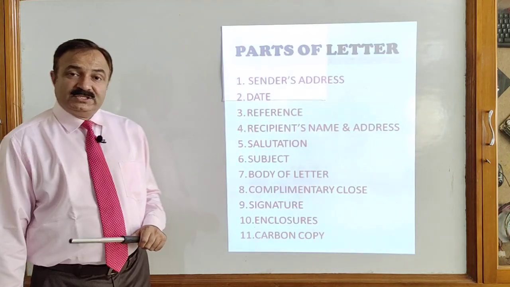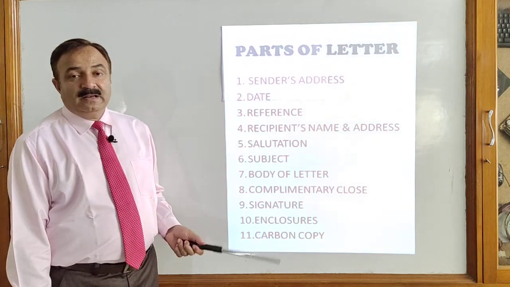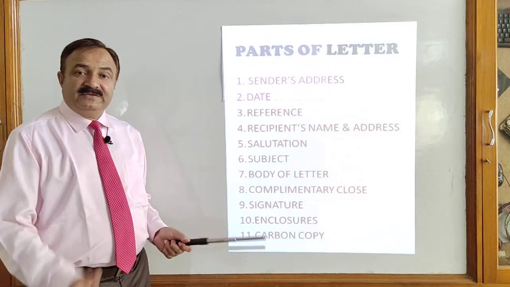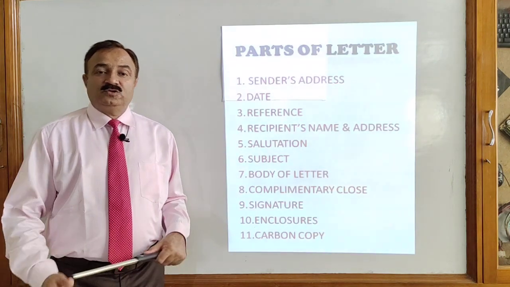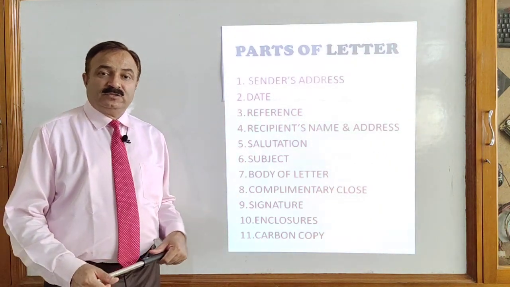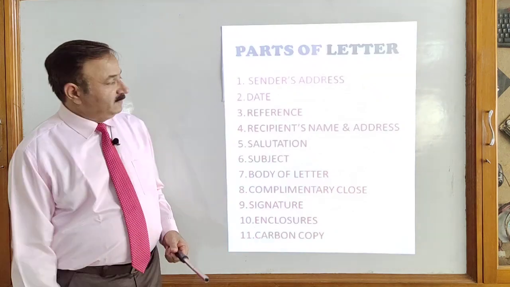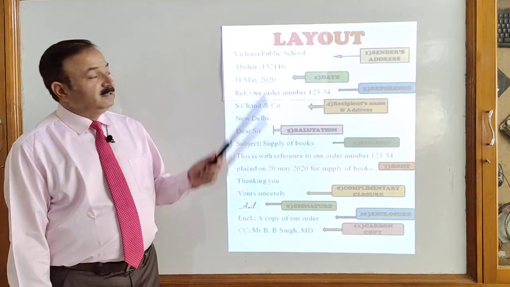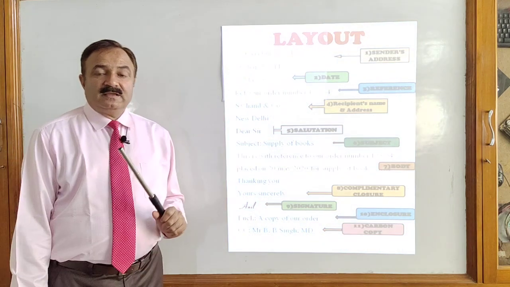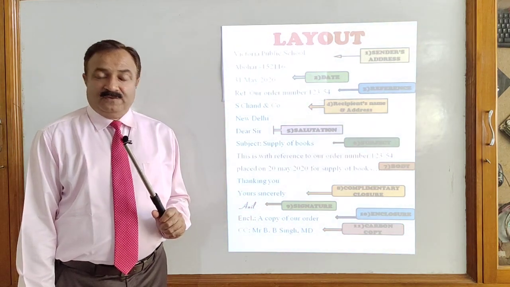And then enclosures, if any, for example, any previous letter or previous communication. And then carbon copy, if we are sending two or more copies to people parallelly. Okay. So now we will have the complete layout of a formal letter.